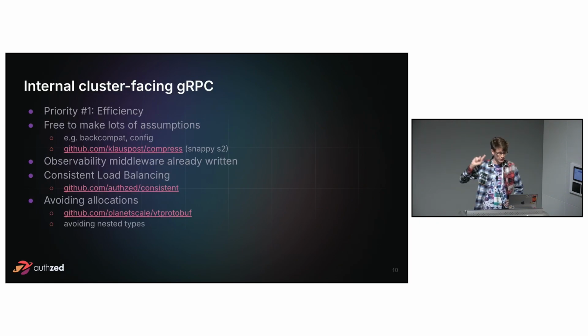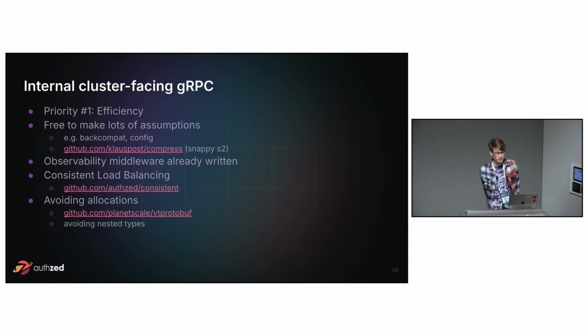Cool. So onto the intra-cluster facing gRPC use case. Here, we really care a lot about efficiency. Whereas coming through the front door, we care about user experience, when you're intra-connected across your own service, you control both the client and the server, which means you can make a lot of assumptions in the name of performance and efficiency. So you can do things like guarantee backwards compatibility, just because that's how you wrote it. You can assume configuration options on both sides, the client and the server.